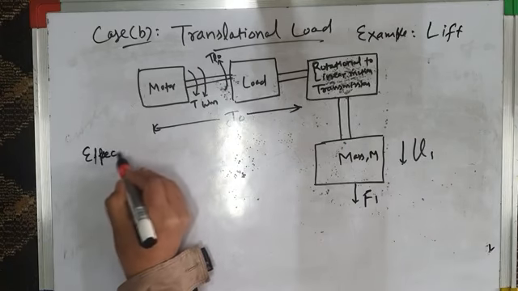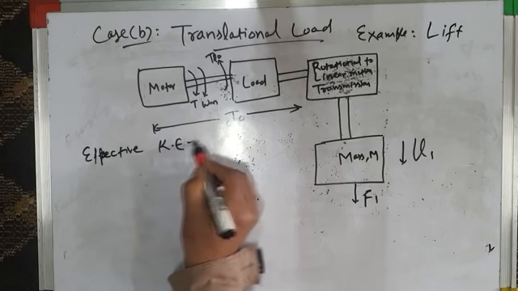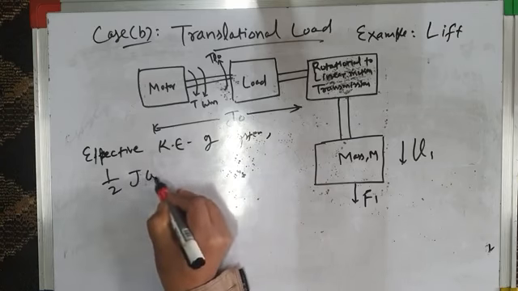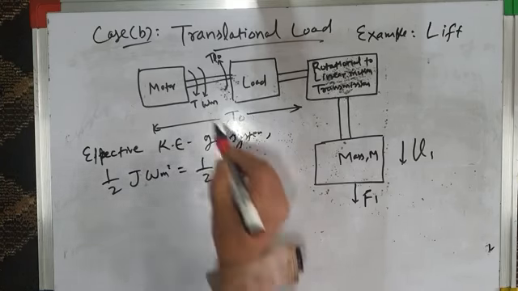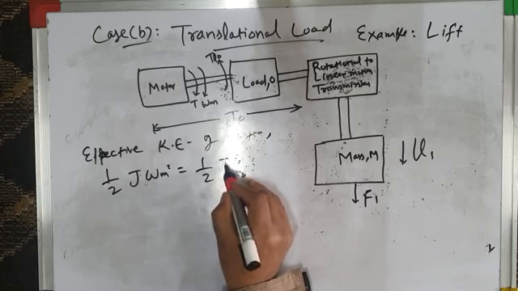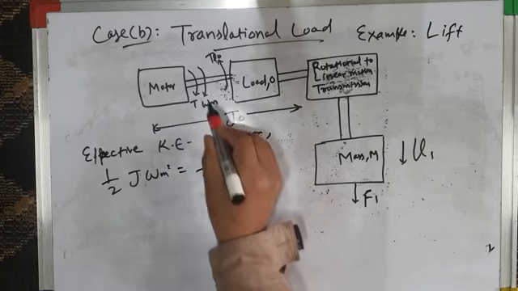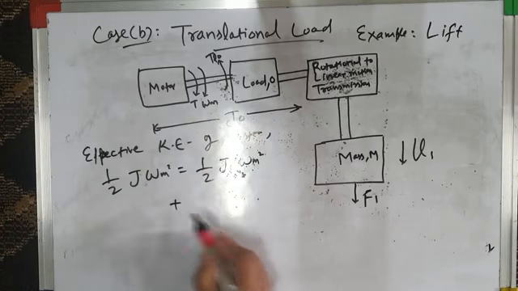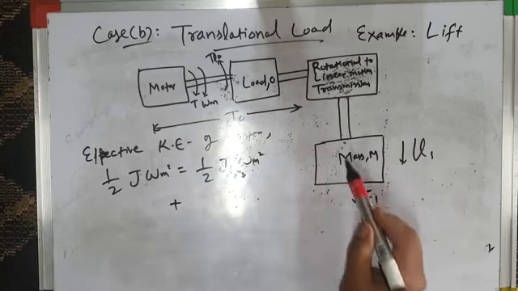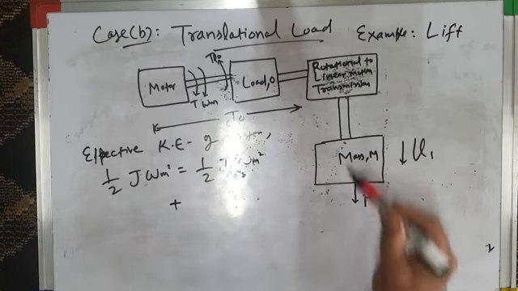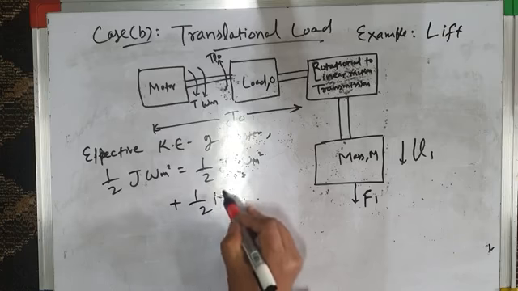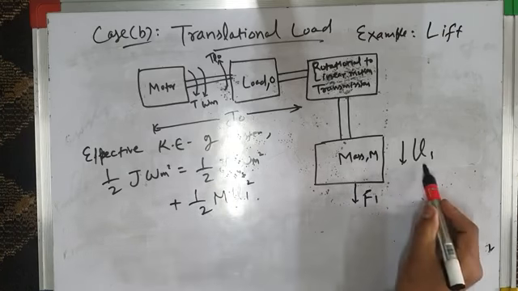So I will again write the effective kinetic energy of the system. It is given by half J omega m square, equal to the kinetic energy of motor and load 0, which is half J naught into omega m square because it is running at speed omega m, plus what is the kinetic energy of this system? It's not a rotational system now, it's a linear, translational system. It moves up and down, it does not rotate. It has a linear motion, not rotational motion. It is given by half m v square, half of mass into velocity square.